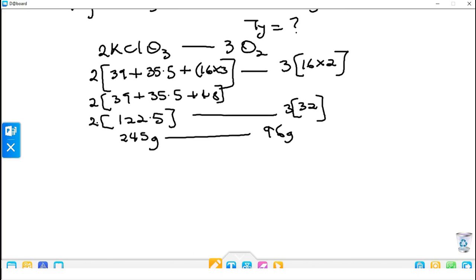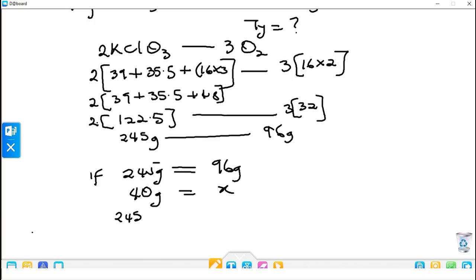If that is the case, what we'll now say is that if 245 grams of potassium chlorate gives 96 grams of oxygen, 40 grams of potassium chlorate will give X of oxygen. How much oxygen will it give? So when we cross multiply, we have 245 times X is equal to 96 times 40. And we have 245X is equal to 3,840 grams of oxygen.